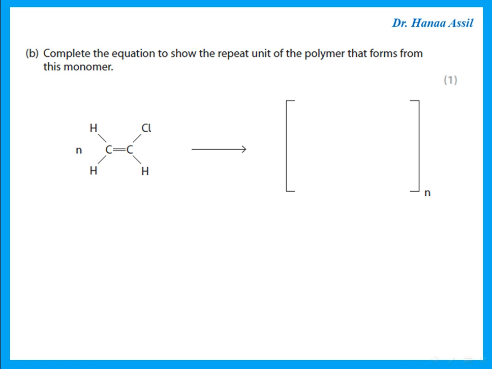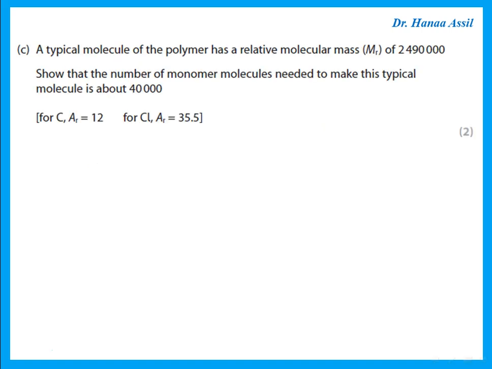Complete the equation to show the repeat unit of the polymer that forms from this monomer. How do we draw the polymer? If I have a double bond, I make it a single bond. Bond on the right, bond on the left to join it to another compound before and after, and I put a bracket with an n and I copy everything exactly as it is. So this is the structure of the polymer. A molecule of the polymer has a relative molecular mass of this number. So this is the Mr of the polymer as a whole.